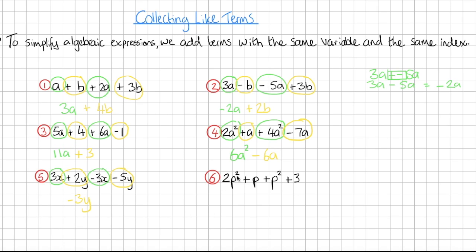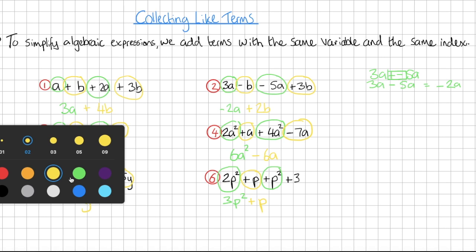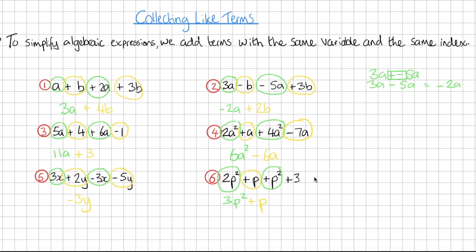And then the last example, again we've got p squareds, which we can add together. 2p squared plus another p squared makes 3p squared. Then I've got a term with just p in it. There are no other terms that only have p in them, so that's going to stay there by itself. And in this question, I have a third like term, which is a constant. There are no other constants to add to that. So again, I just pop it on the end, and my final answer here is 3p squared plus p plus 3.